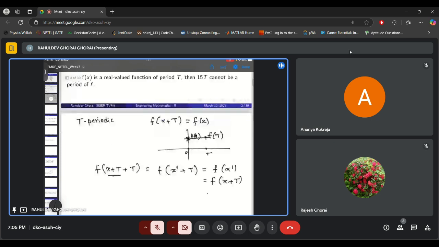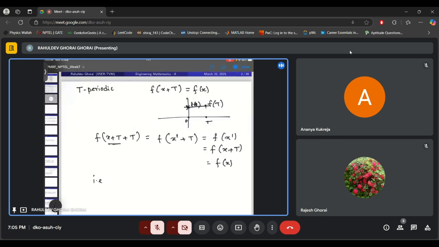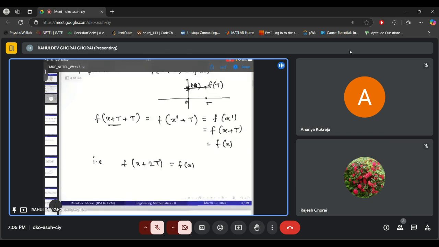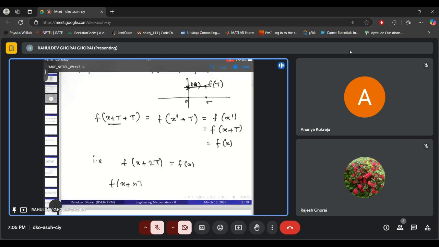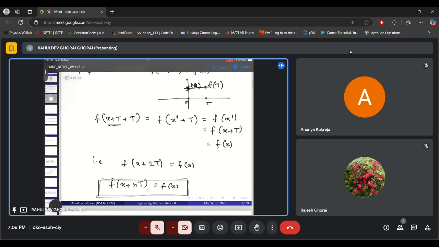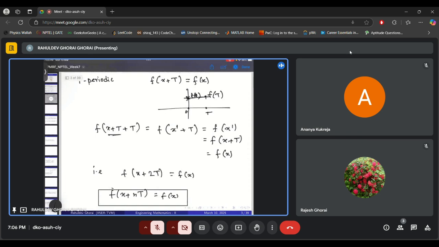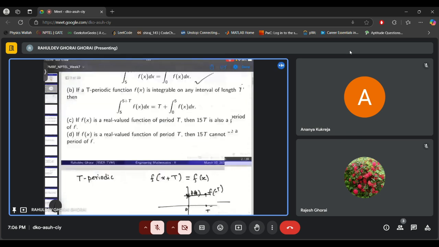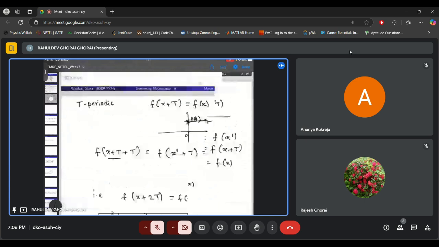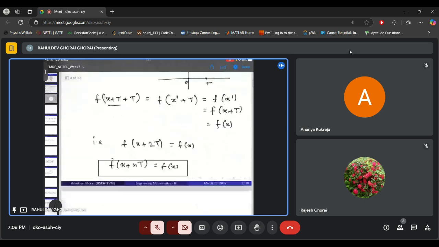And again, using the periodicity, you can say that this is equal to f(x). So that implies f(x + 2T) is also f(x). And you will see f(x + nT), where n is any natural number, is also f(x). So this is one easy observation that I'm telling. This is just for addition type of things.